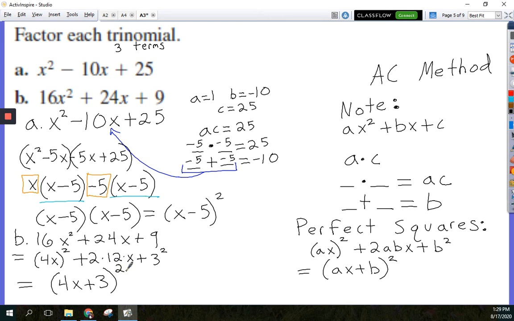quantity squared. Now, if you don't feel like using that formula or formulas are hard for you to remember, that AC method will always work. It will also always work even if they're not perfect squares. So we probably need to at least practice that AC method a couple of times to make sure that we really know how to do it.